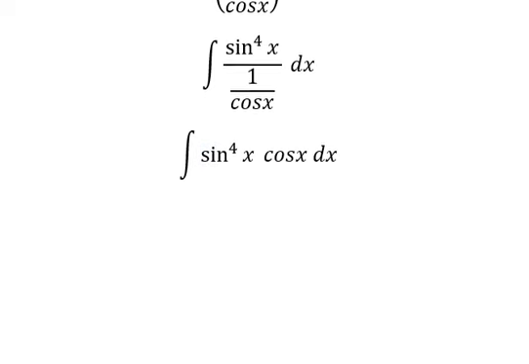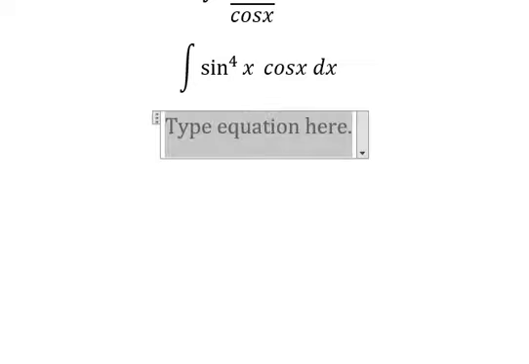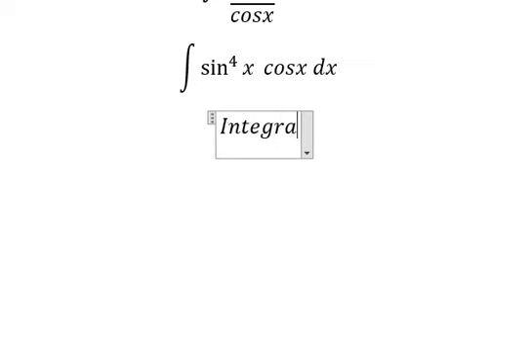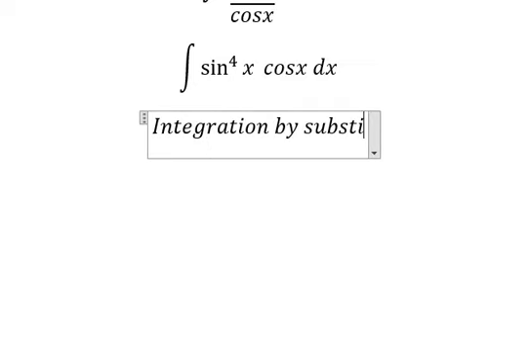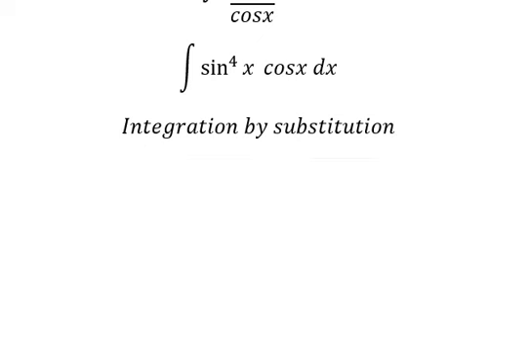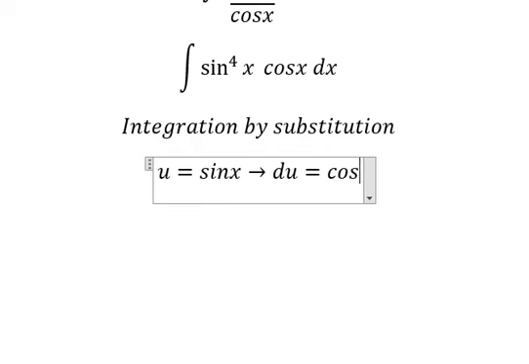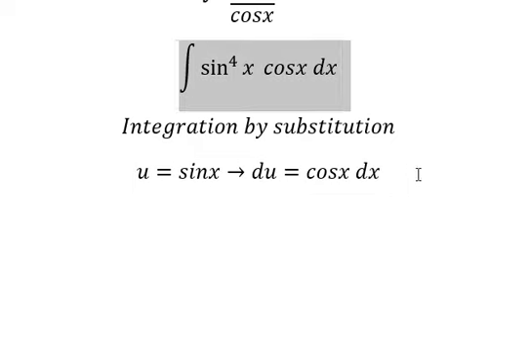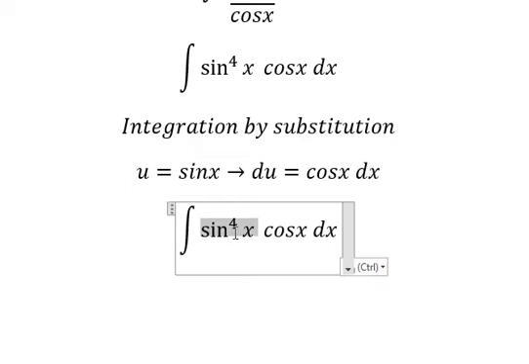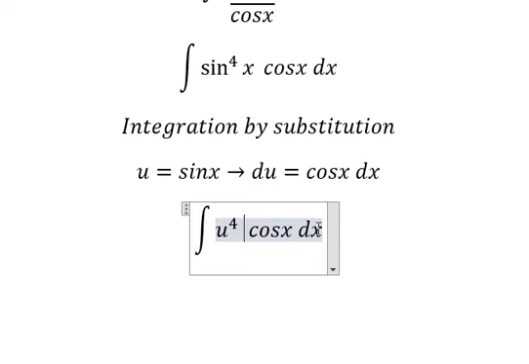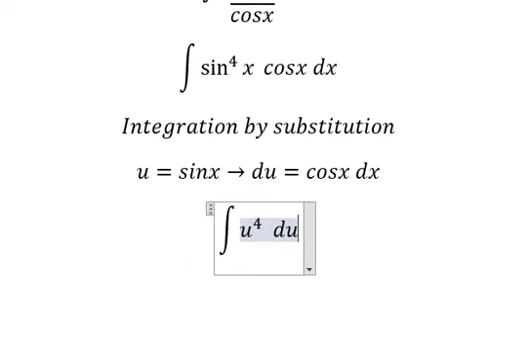Next, we can use integration by substitution. So I will put u equals sine x. Later that we do first derivative for both sides, and we have du equal to cosine x dx. Next, this one we change by u, and we have u to the power of 4. This one we change by du.